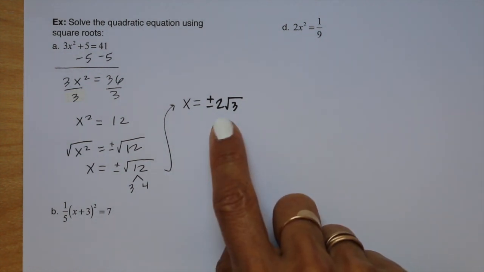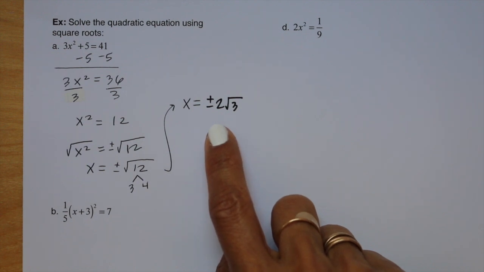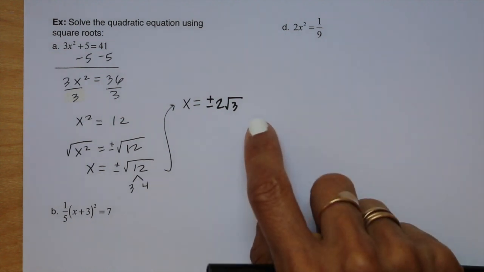Remember, this means that there's two answers. You have positive 2 square root of 3, and then your other answer is negative 2 square root of 3.